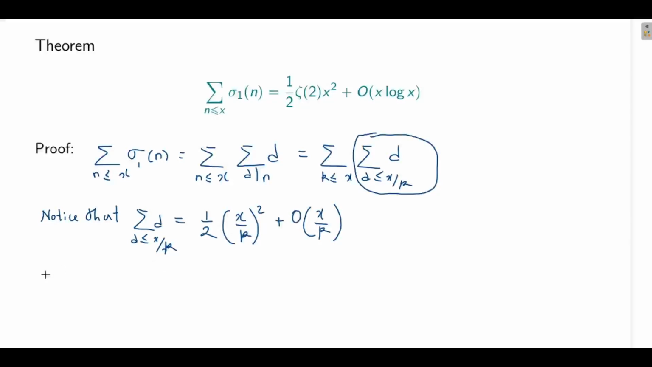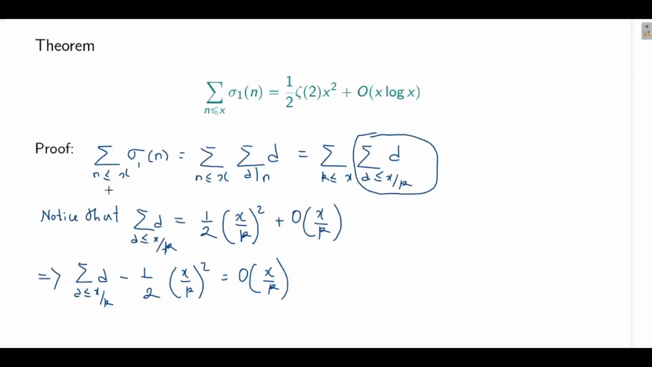Okay, and this will tell us that summation d less than or equal to x by k, d, minus half of x by k the whole square, is big O of x by k. Okay, and hence, taking the sum, because this is what we are looking for, we have evaluated this part, so you need to take the sum over k less than or equal to x on both sides.